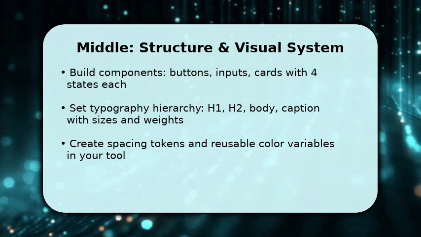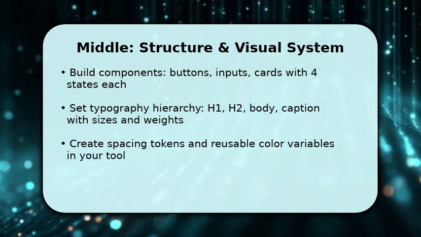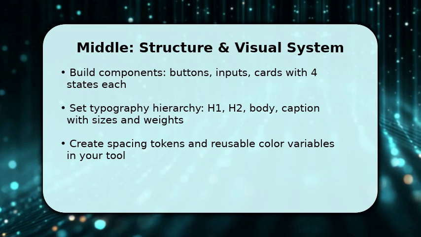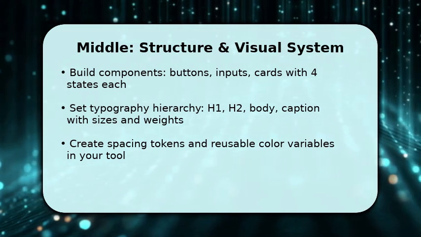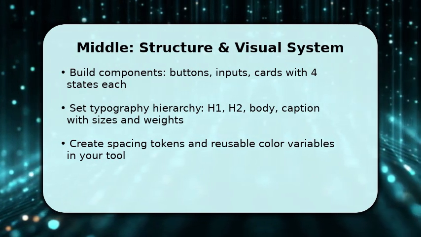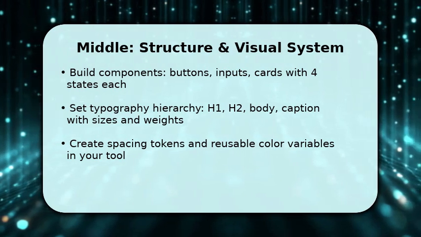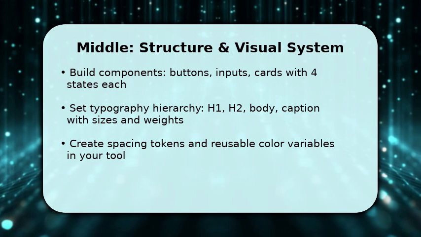Then establish typography hierarchy, H1, H2, body, caption, with sizes and weights so readable rhythm emerges. Once those are set, add spacing tokens and color variables in your design tool. This lets you tweak the whole interface quickly. Keep testing components inside real content blocks as you work.